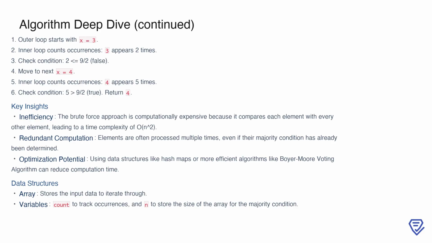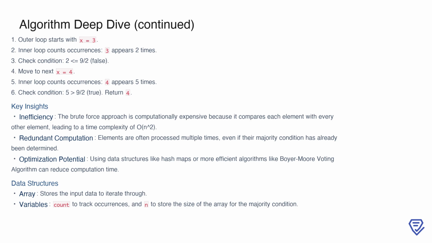Since 5 is greater than 4.5, 4 meets the majority condition, and the algorithm returns it as the result. This example highlights the inefficiency of the brute force approach. With a time complexity of O(n²), the nested loops result in redundant comparisons and repeated processing of elements, even after their majority status has already been determined. Optimizing this approach could significantly reduce computational overhead.